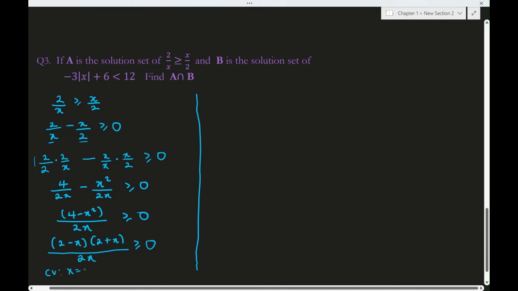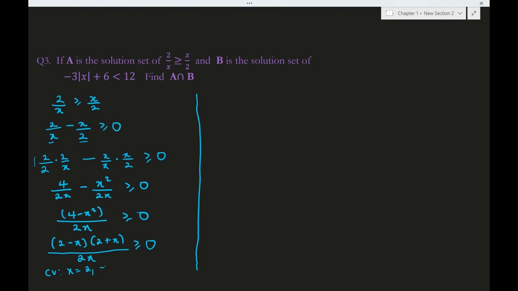What are the critical values? x equals 2 from the numerator, and x equals minus 2, also from the numerator. But in the denominator, what makes it 0 is x equals 0. You don't need to worry about the 2 in the denominator, it's just a number. In the same way, we draw the table similar to what we did just now. The critical values, starting with the smallest, are minus 2, 0, and 2. Now we draw our line to create the demarcation.